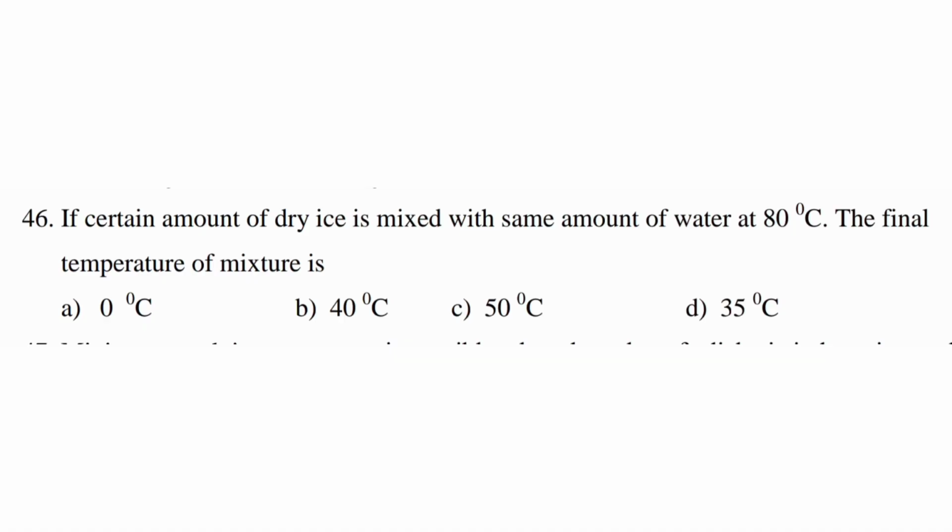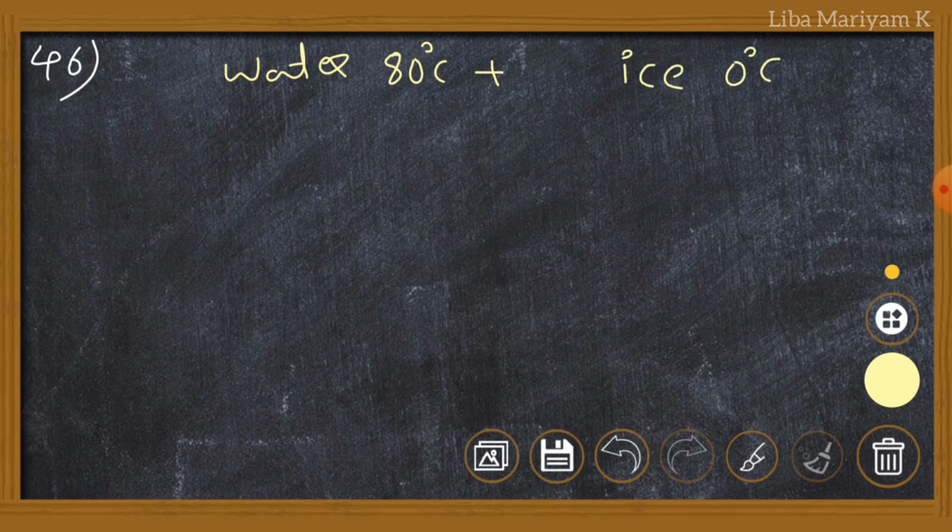Question 46. If certain amount of dry ice is mixed with same amount of water at 80 degrees Celsius, the final temperature of mixture is. The given mixture contain water at 80 degrees Celsius and ice at 0 degrees Celsius. Here the amount of water and ice is same. Assume that x gram of water and x gram of ice.